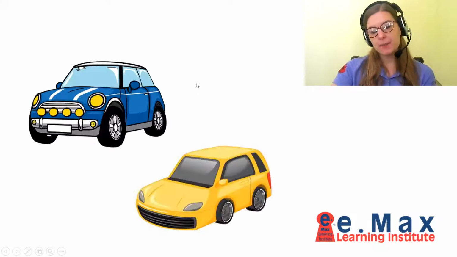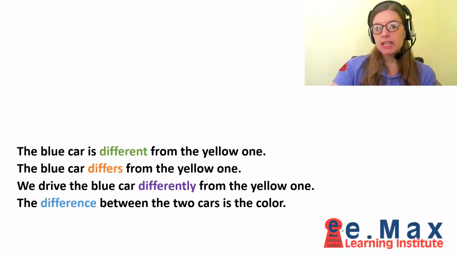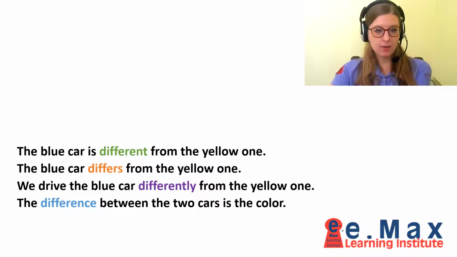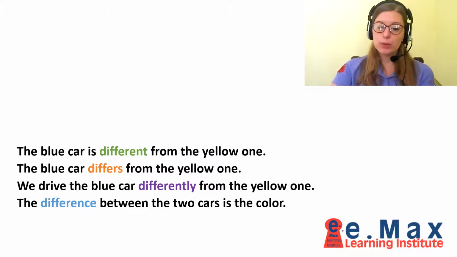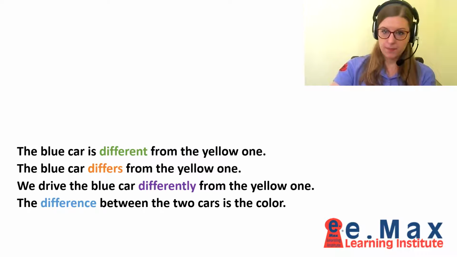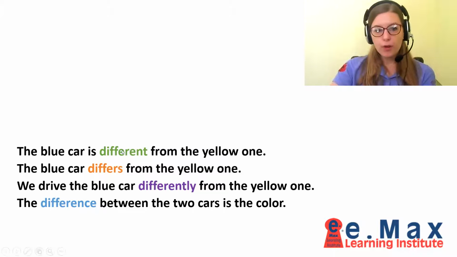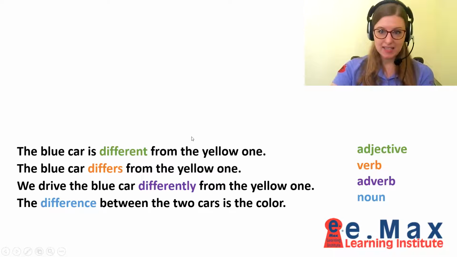Now, look at the picture. Are these cars the same? No, right? So we can say the blue car is different from the yellow one, or the blue car differs from the yellow one. We drive the blue car differently from the yellow one, or the difference between the two cars is the color. Now, you see, four very similar words, but different word categories: adjectives, verbs, adverbs, and nouns.